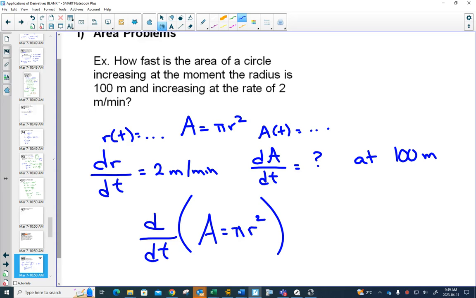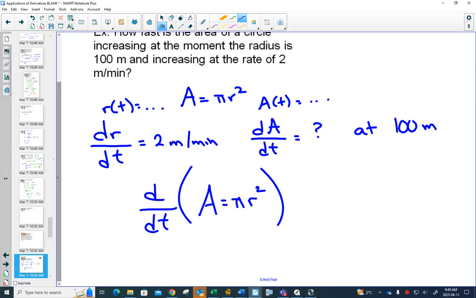What's the derivative of just A? Well, by implicit differentiation, the derivative of A is just dA/dt. How do we do the derivative of pi r squared? Well, you would bring the 2 out in front and get 2 pi r. And then because you're doing it with respect to t in implicit differentiation, every time you have a variable, you're going to have to multiply by dr/dt.